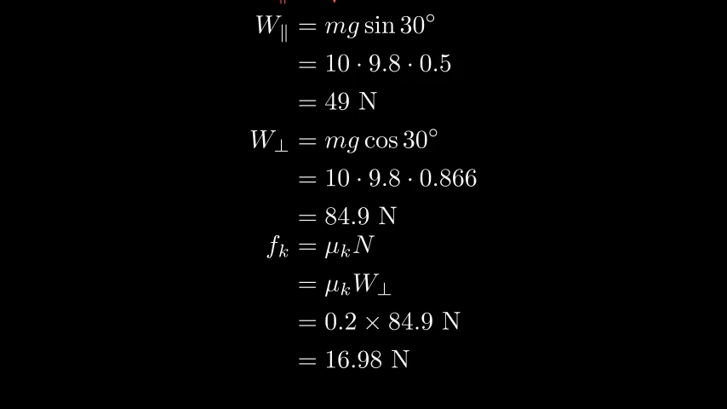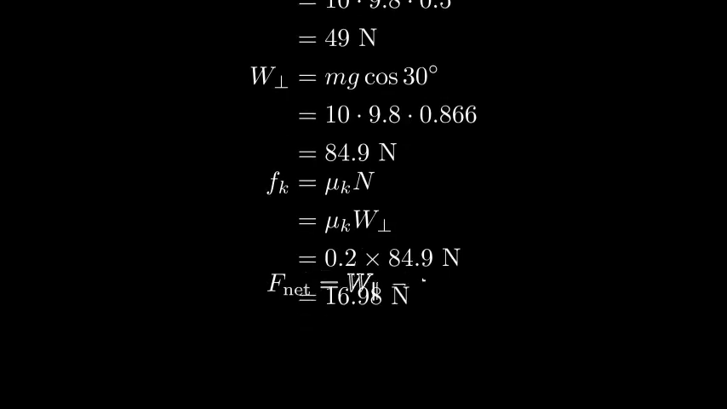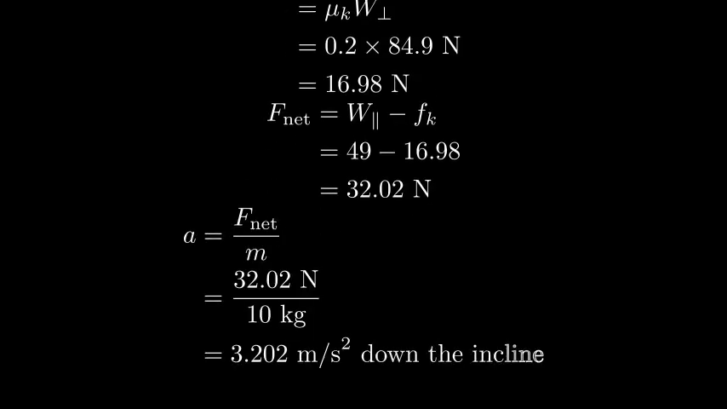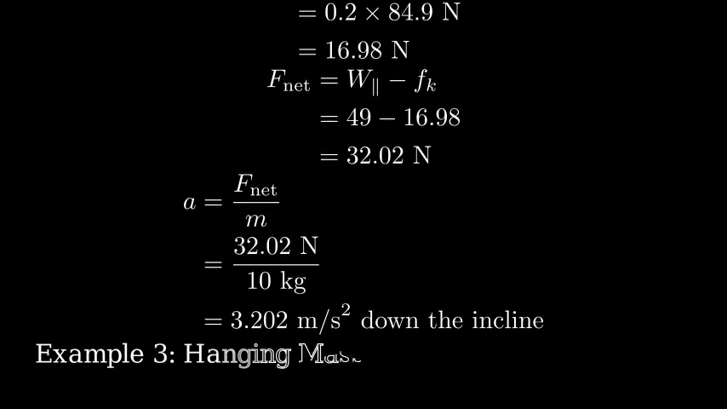Now we can find the net force down the slope. The net force equals the parallel component of weight minus the friction force. That's 49 minus 16.98, which equals 32.02 newtons. The acceleration equals the net force divided by the mass, 32.02 newtons divided by 10 kilograms, which equals 3.202 meters per second squared down the incline. Moving on to example 3.